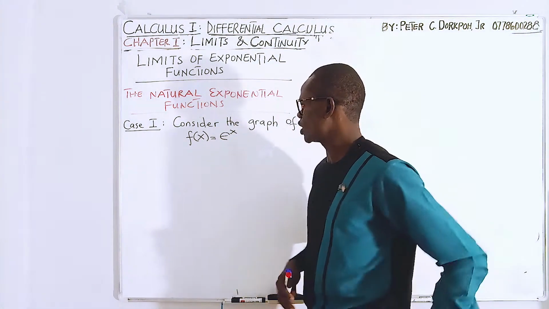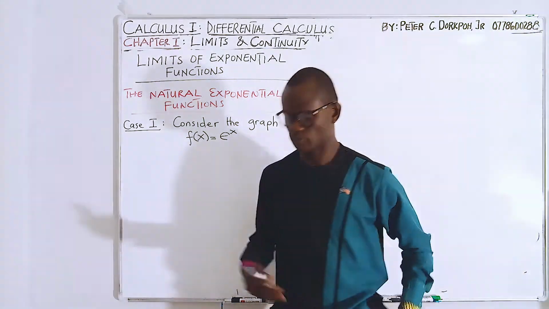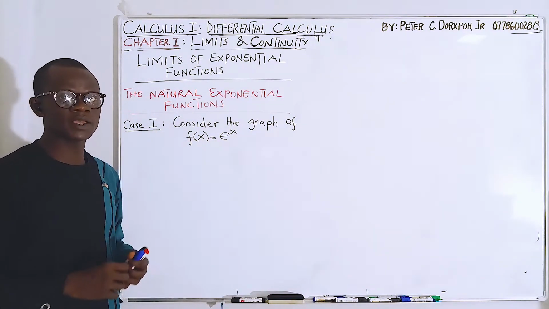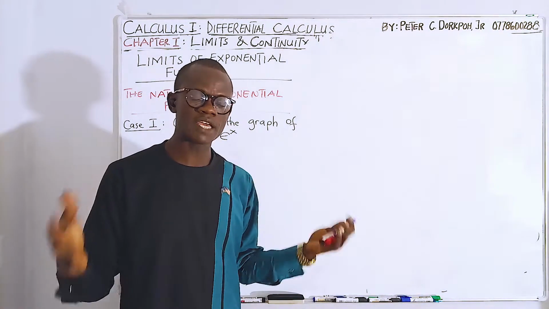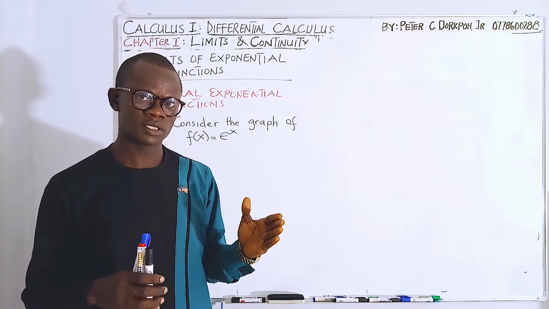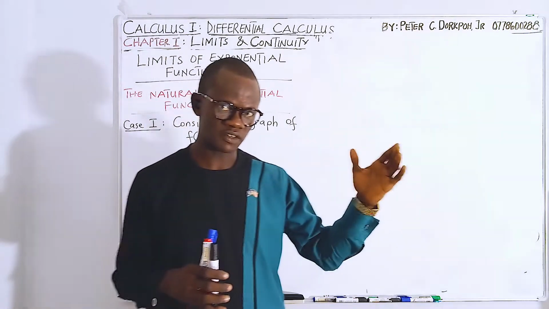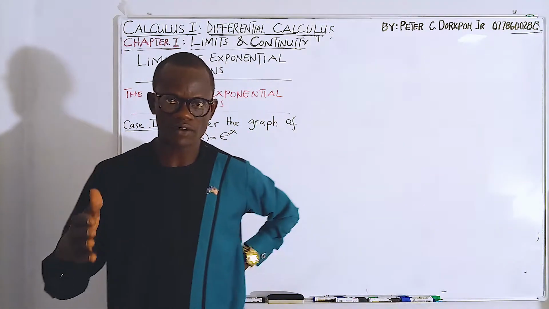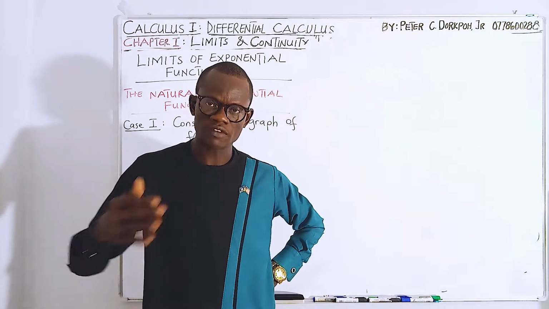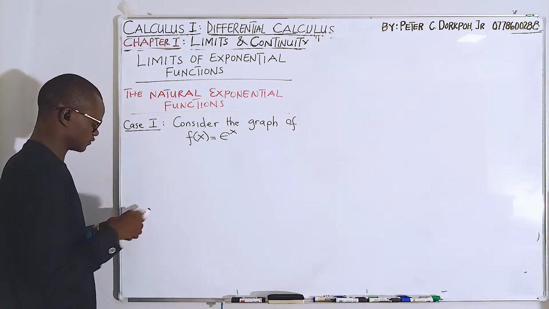So we say let's consider the graph of the function f of x equals e raised to the power x. Now let's graph this function f of x equals e raised to the power x, and we observe the behavior of the graph. What happens if x takes on numbers that are leaving from 0 going to negative infinity? And what happens to the graph when x takes on numbers from 0 leading to positive infinity? So we want to study the behavior of the graph.